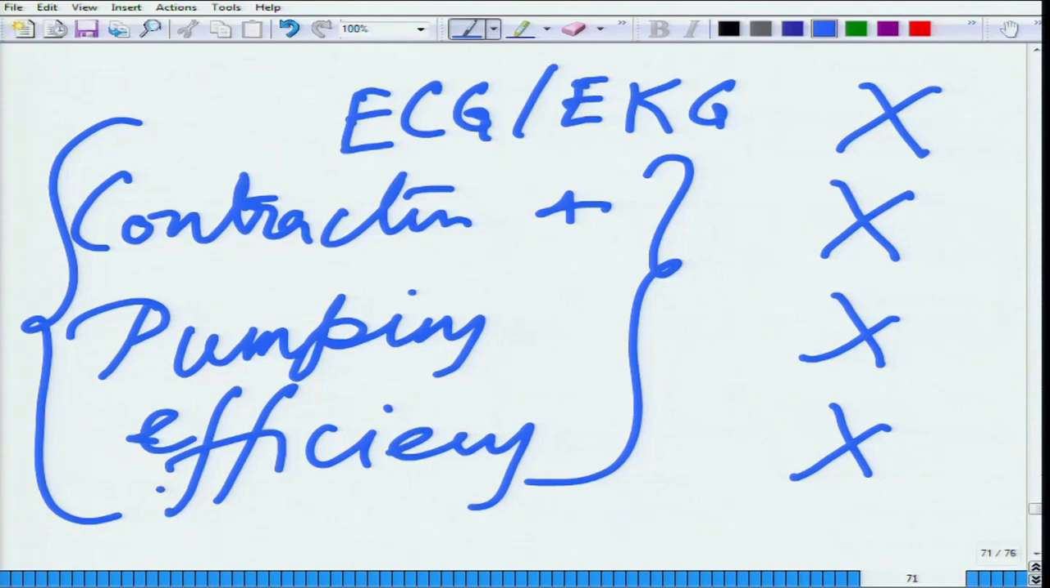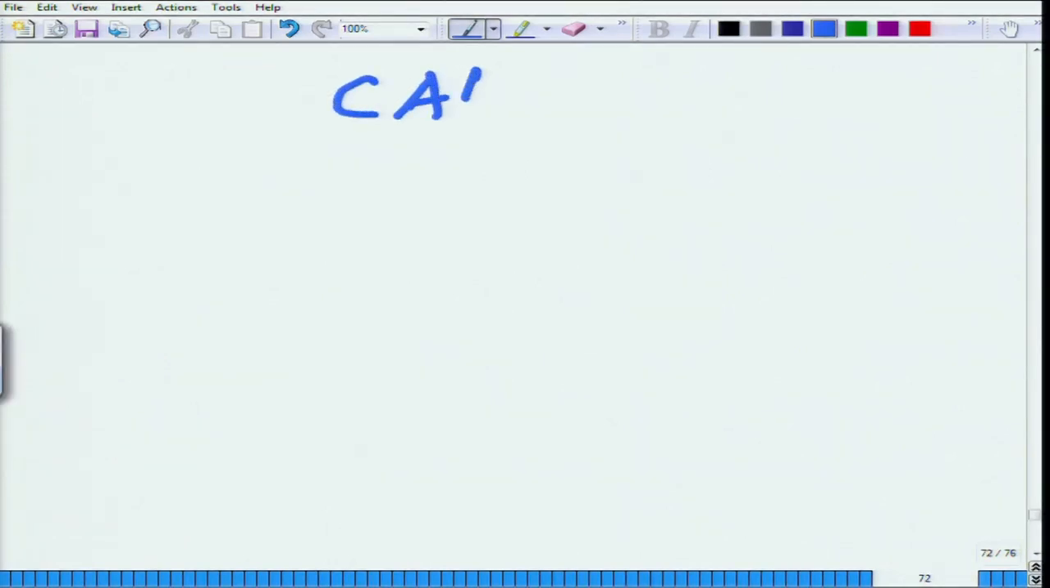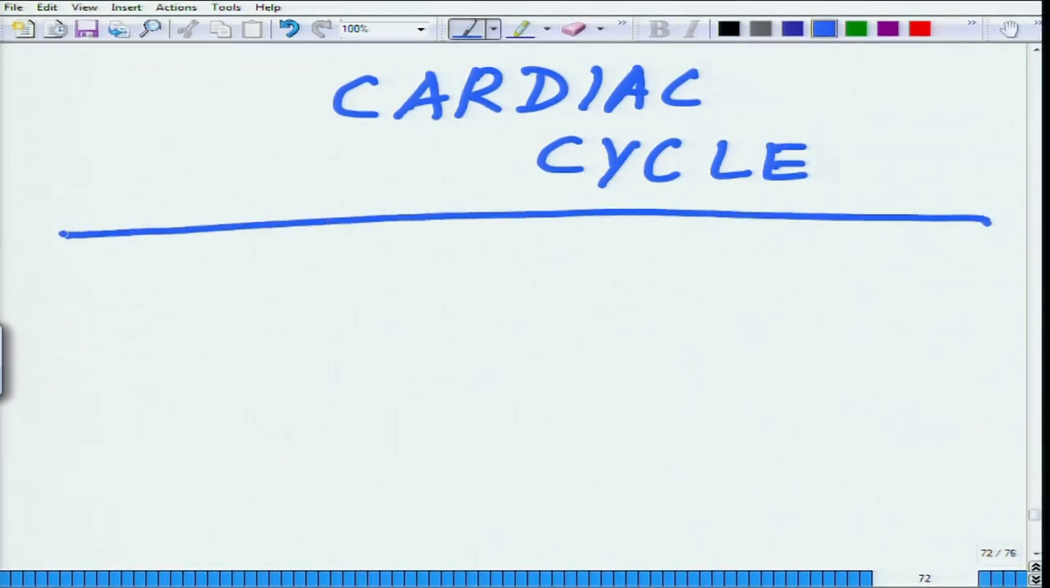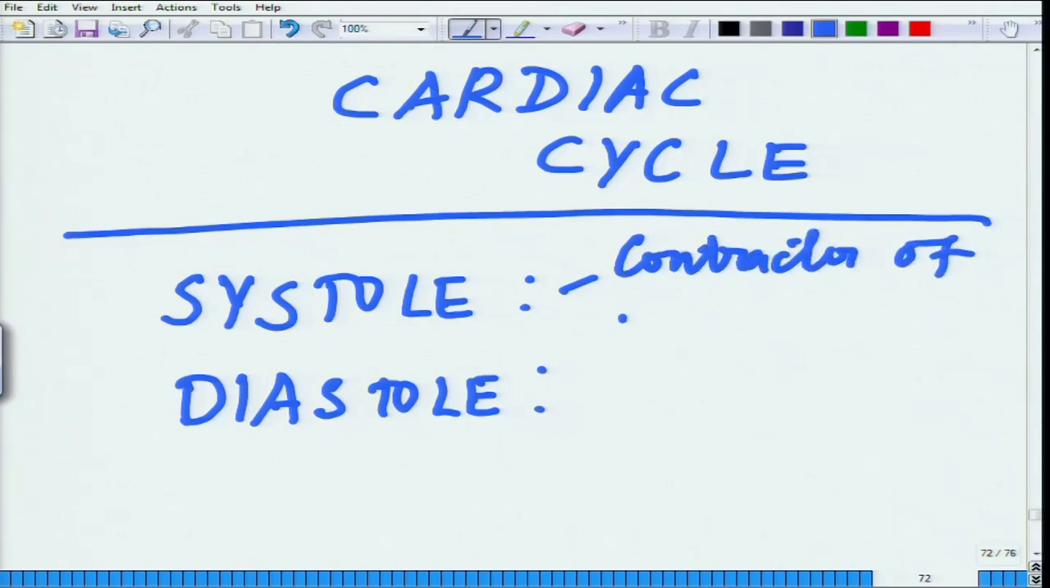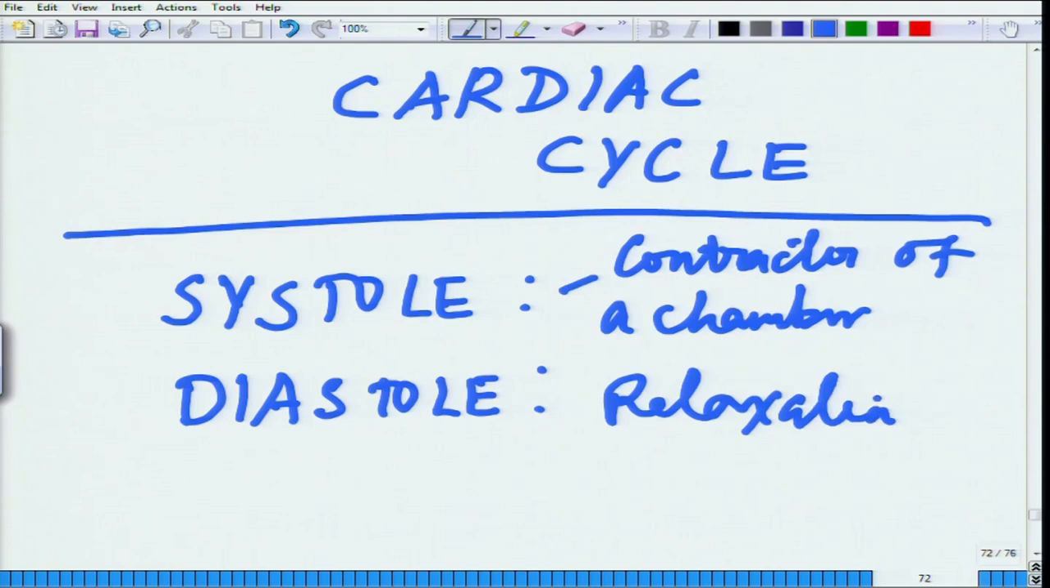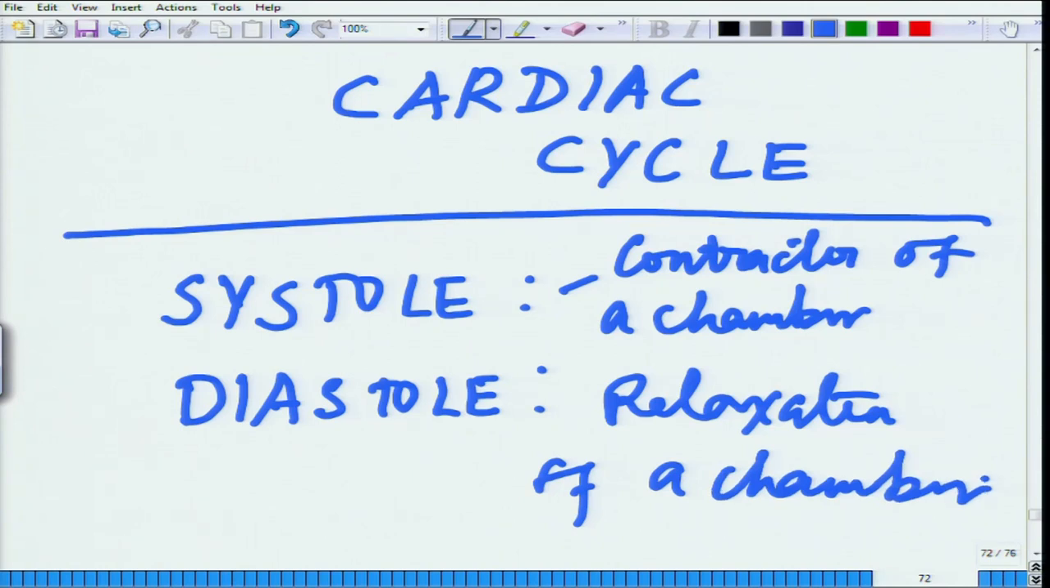This is very important. There are two terms. One of the terms will be called the cardiac cycle. Before you understand the cardiac cycle, there are two terms which you need to understand. One is called systole, and the other is diastole. What is systole and what is diastole? Systole is contraction of a chamber. In this situation, it could be an atrium or a ventricle, left or right. Diastole means relaxation of a chamber.